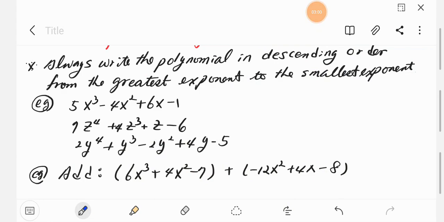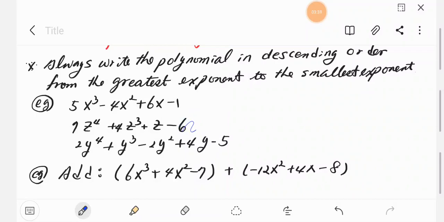When you write a polynomial, always write it in descending order, from the largest exponent to the smallest exponent. Each term has an exponent for the variable. So 5x cubed, x cubed is the largest one, so 5x cubed will be the first one, then x squared the second, x the third, and then the constant. For the second expression, look at the exponents: 4, 3, 1.